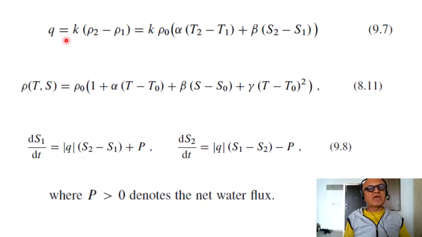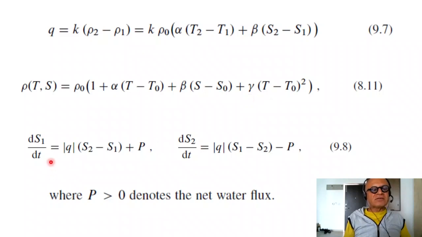The water transport can be defined as some coefficient times the density difference between the cold and warm boxes, which can be written in terms of temperature and salinity dependence of densities, which we did before in chapter 8, where we had a second order term here, but we have dropped that here with gamma equal to 0.